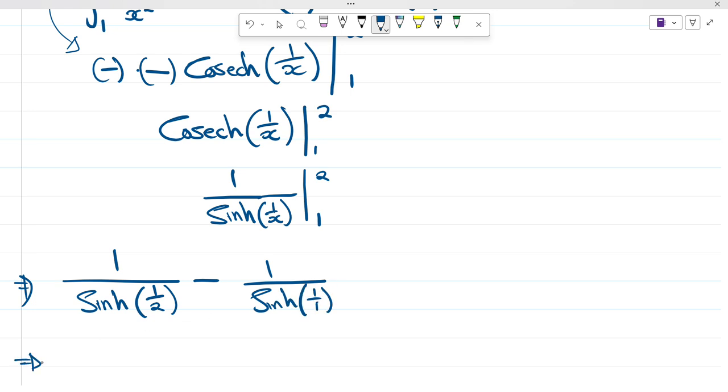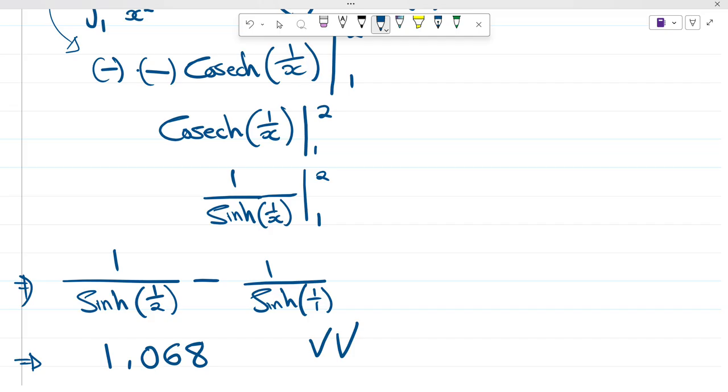Then we try to do that with our calculator. Let's see what we get. So I'm punching now in my calculator 1 over hyperbolic sine of 1 over 2, minus 1 over hyperbolic sine of 1. You should be able to get something like 1.068. So that should be your answer.